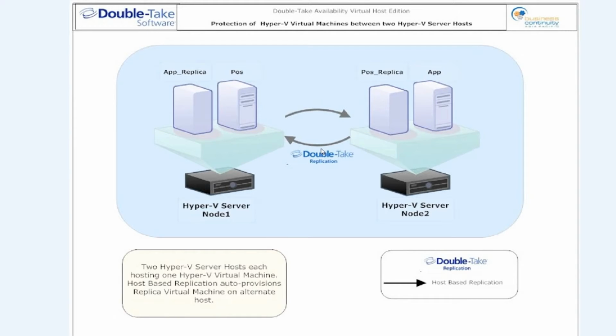What follows is a technical overview and demonstration of Hyper-V virtual machine protection using Double-Take Availability. The image on the screen shows two Hyper-V host servers, each hosting one virtual machine, and shows a Double-Take replication protecting each virtual machine by creating a replica on the alternate Hyper-V host.